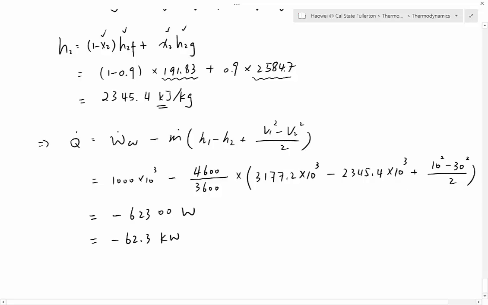And your solution is negative. What does that tell you? If the heat transfer is negative, that means the system loses heat. If the heat transfer is positive, that means the system gains heat. In this case, the system loses heat.